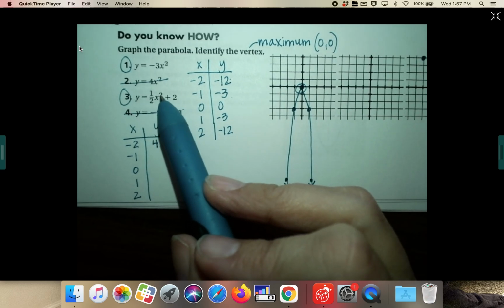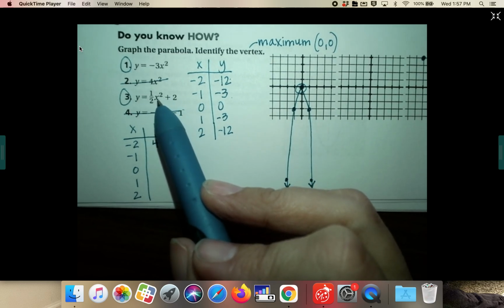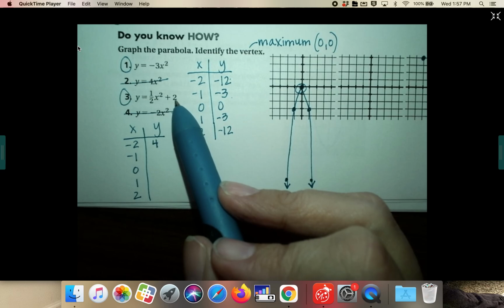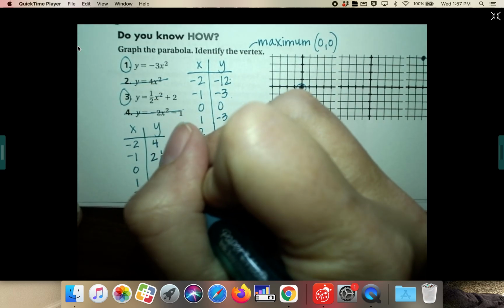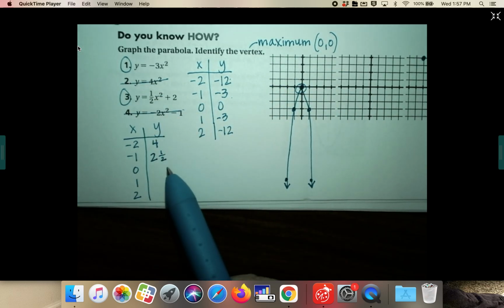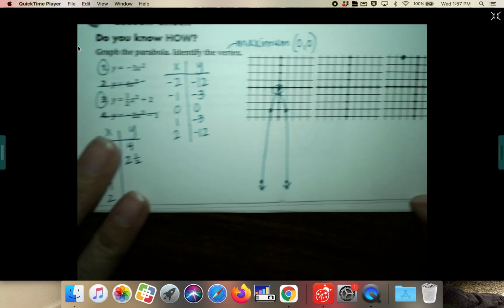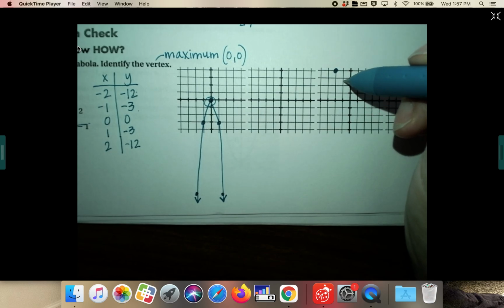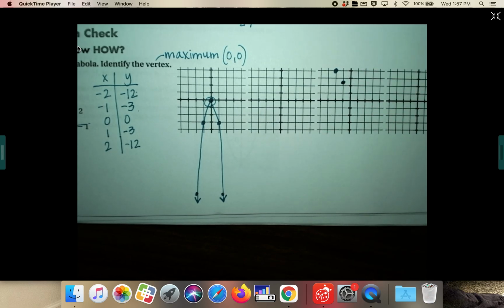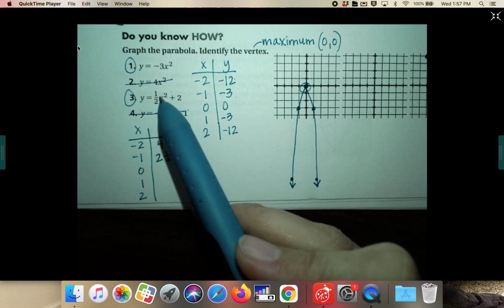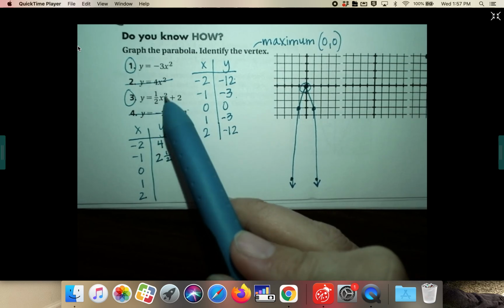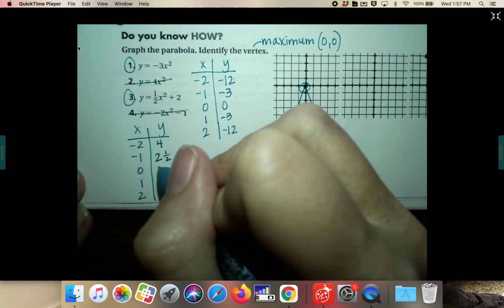All right, let's go ahead and try -1 now. -1 squared is -1 times -1, which is +1. Times half, which is just half, plus 2, which is 2.5. Yuck. That's not going to be any fun to graph, but let's do it anyway. -1 up 2.5. Okay, 0 is going to be a little easier. 0 times this is 0, times this is 0, but then you have to add 2. So 0 plus 2 is 2.